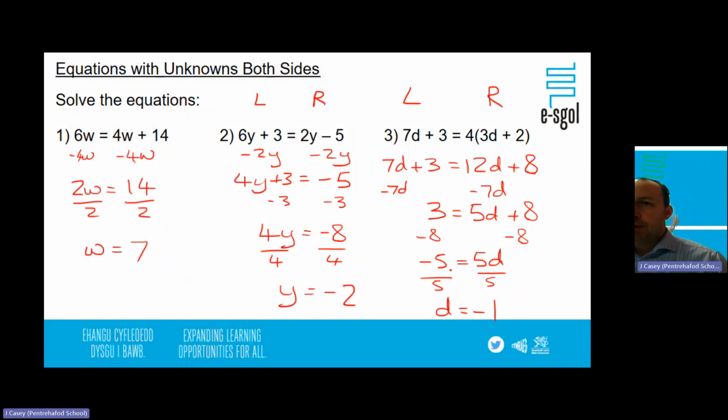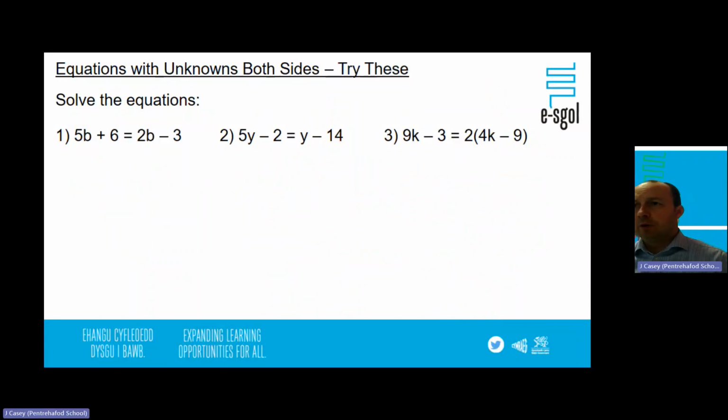Okay, so 3 of those for you to have a go at. So please have a go at those 3, and then we'll have a look at some exam questions.